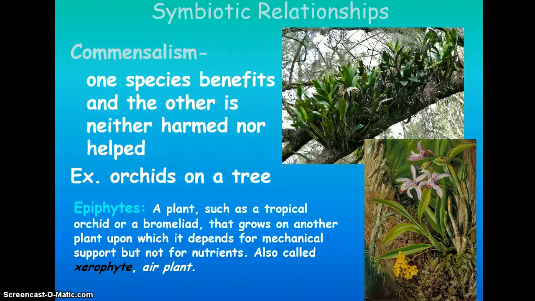Epiphyte. But this is an example of commensalism. Another example of commensalism are those fish that follow sharks around. They get the leftover food from the shark. They don't hurt the shark, they don't help the shark, but the fish are being helped because they're getting food.